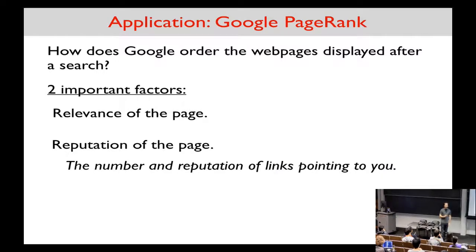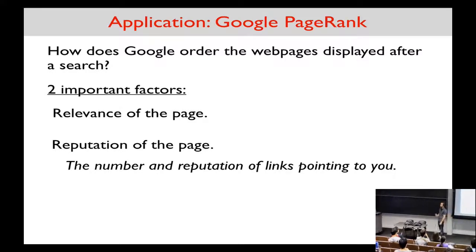How would you measure the reputation of a web page? The way they did it is they defined the reputation of a web page as the number and reputation of links pointing to you. So for example, if CNN.com has a link that points to my personal web page, then that makes my web page important. It makes it have high reputation.